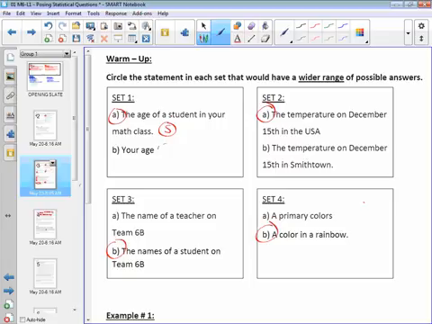Aiden Tavis, what about your specific age? Not statistical, so don't put anything next to that. Sammy, what about the temperature on December 15th in the USA, or the temperatures in December in the USA? Doesn't matter what version you have. Yes or no on that? It is.